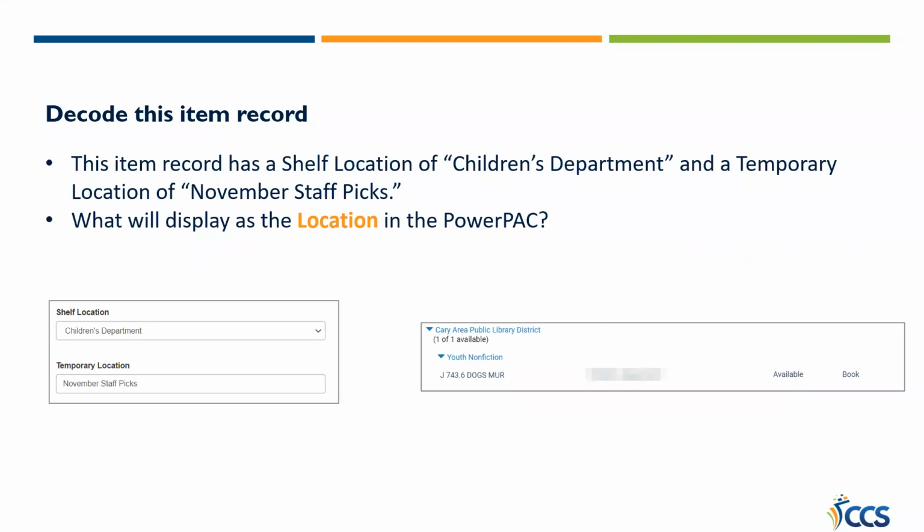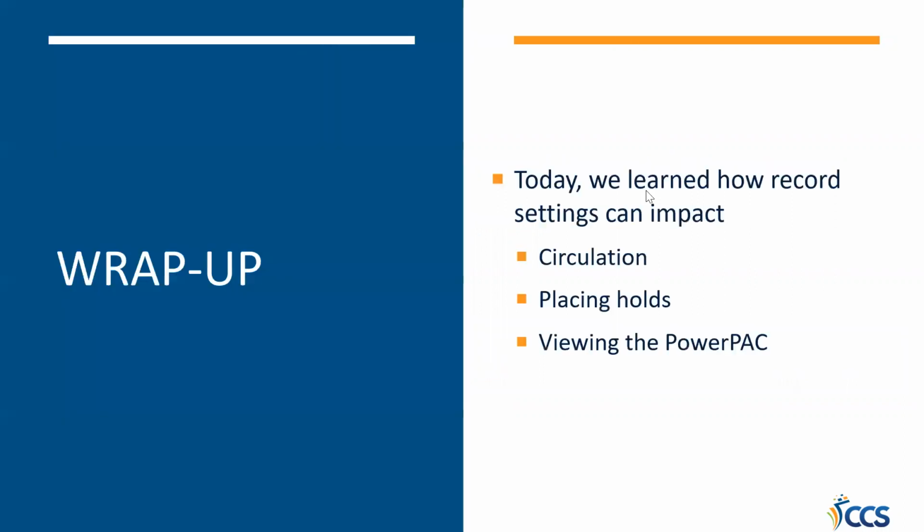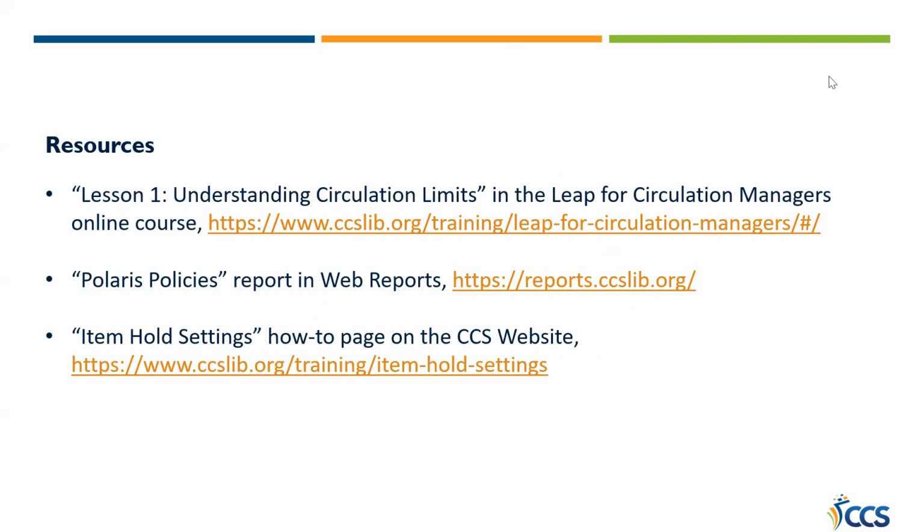Okay, so I really hope that you have a better idea of what parts in the item record patrons are seeing when they are in the Power Pack. And let's wrap this up. So today, we've seen how item record settings can impact the patron experience, specifically when checking out, sort circulation, when placing holds, and when viewing the Power Pack. So I really hope you've got some more context for what those different item record settings and fields do from the patron perspective.